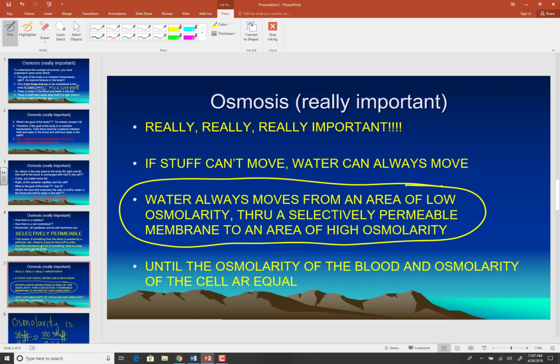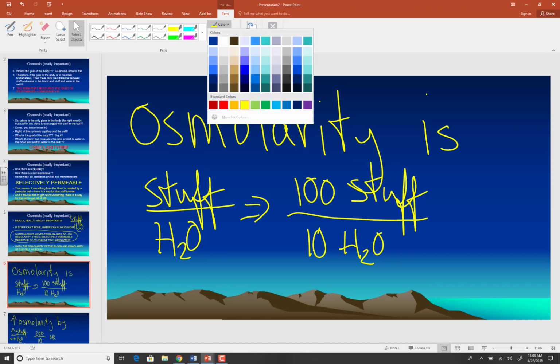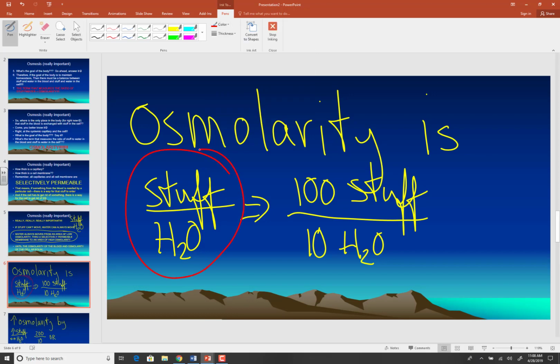What's osmolarity? Osmolarity is the ratio of stuff to water. And again, it don't make no never mind what the stuff is. So let's look. Watch. I'm making this up. Osmolarity is a measurement. It measures the ratio of stuff to water in the blood and the cell. And what's the goal of the body? To maintain, one of the things is osmolarity of the blood and the cell. So I'm making this up. Watch. There's 100 stuffs and 10 waters.